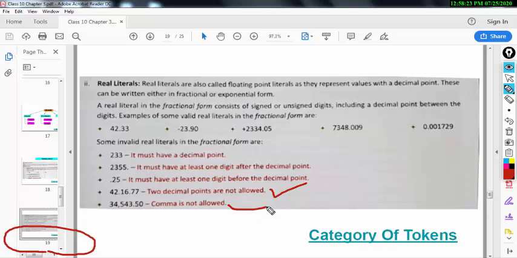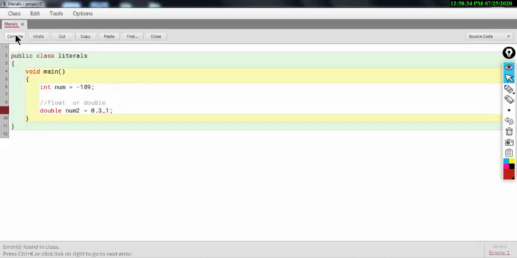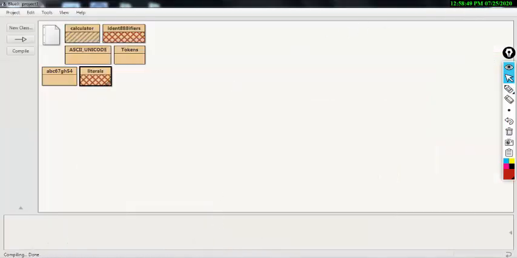And the next rule is 2 decimal points are not allowed, and of course comma is not allowed. So you cannot have 2 decimal points. If I write 0.3.1, this is not a valid real literal. As you can see, we have got an error here because of the extra decimal point.